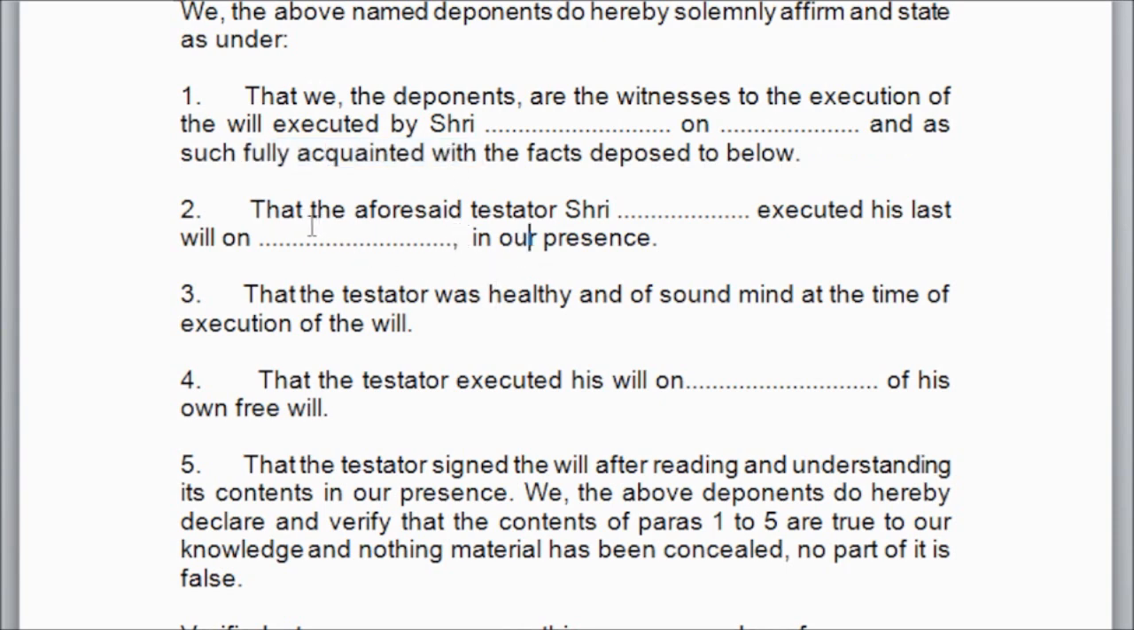Second point talks about the aforesaid testator, the person who has executed the will. The name of that person you have to mention here. They executed his last will.